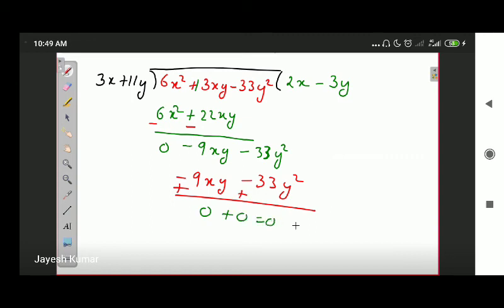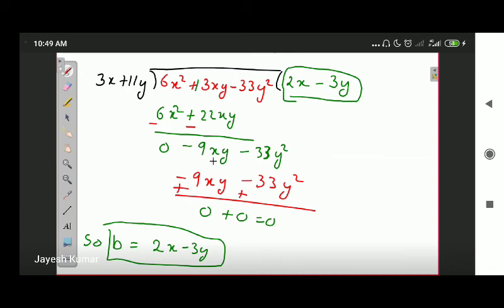So the remainder is 0. Okay, and the term that we obtained here is the breadth of the rectangle. So B is equal to 2x minus 3y. So for this rectangle whose area was 6x square plus 13xy minus 33y square, and whose length was 3x plus 11y, its breadth is going to be 2x minus 3y. Fine.